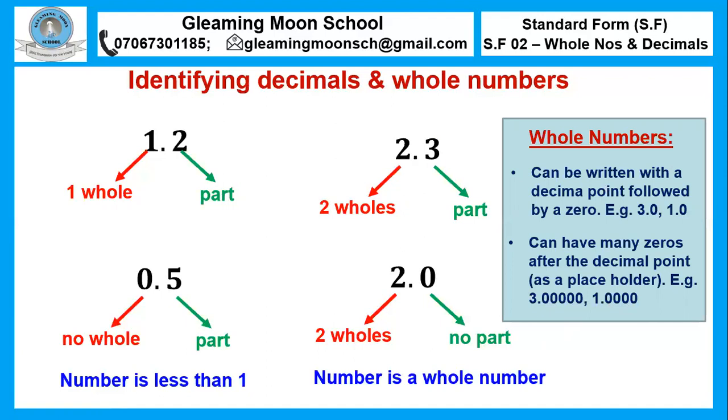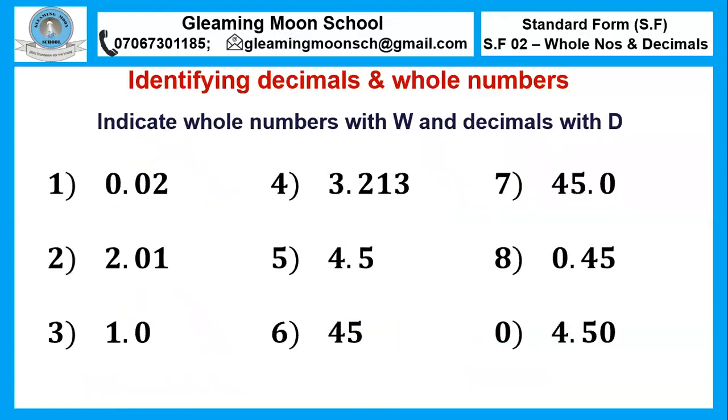All right, now let's do some practice. I'm going to ask you to pause the video and answer this question by yourself. It says, indicate whole numbers with W and decimals with D. There are 9 questions here. I want you to show which ones are whole numbers by putting a W next to them and which ones are decimals by putting a D next to them. Off you go.